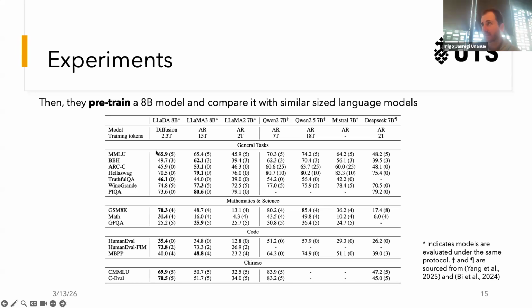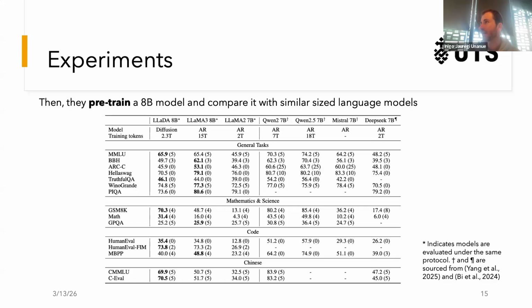So LLaDA is the first, the approach, and Llama 3 and Llama 2, 8 billion and 7 billion, were pre-trained in a similar manner as they claim. Maybe some with more data, like Llama 3 was pre-trained with 15 trillion tokens, while the other two are 2.3 and 2. But they indicate that these are more comparable approaches. They say that they evaluated under the same protocol. And then the other columns are reported from the Qwen paper and the DeepSeek paper.